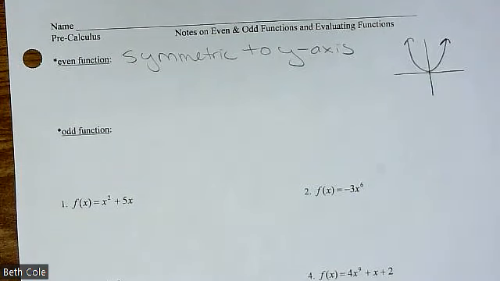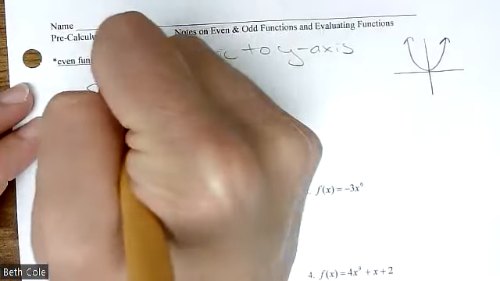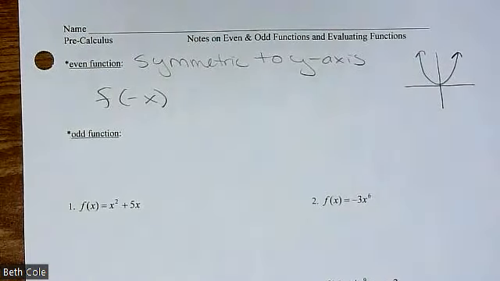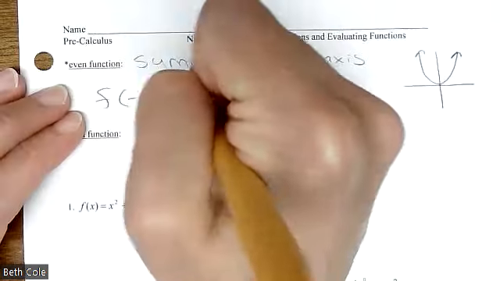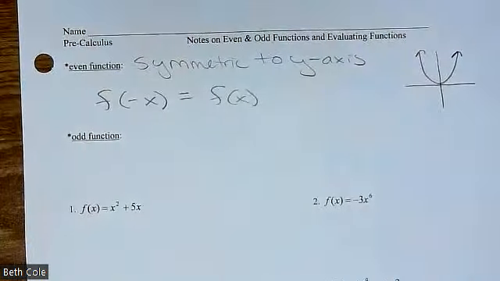Now, if you don't have a graph, here's the test. You plug in negative x. And here's the thing. You don't try to force it to come out to be anything. It's a test. You see what happens. And if it equals exactly what you started with, you get back the exact same thing, then it's even.